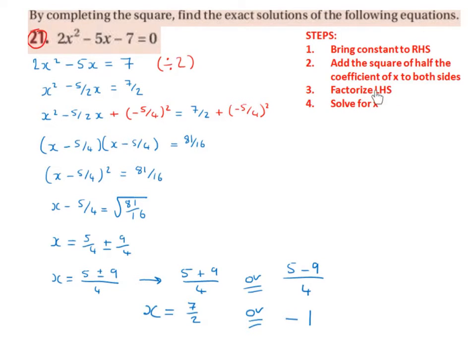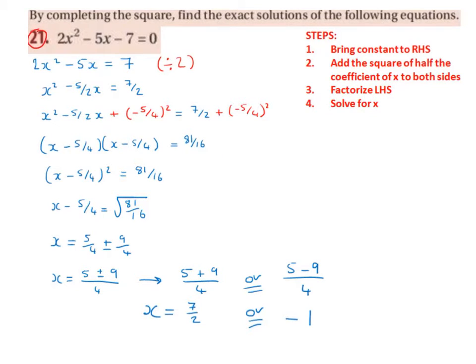Next, we're going to factorize the left-hand side. So we're going to have an x in the front of each bracket. This is a plus, which means these signs are the same. This is a minus, which means they're both minus. And then the factors of minus 5 over 4 squared are just going to be minus 5 over 4 by minus 5 over 4. So they go on the end of each of our brackets. And minus 5 over 4 minus 5 over 4 gives us minus 5 over 2. Then 7 over 2 plus minus 5 over 4 squared gives us 81 over 16.